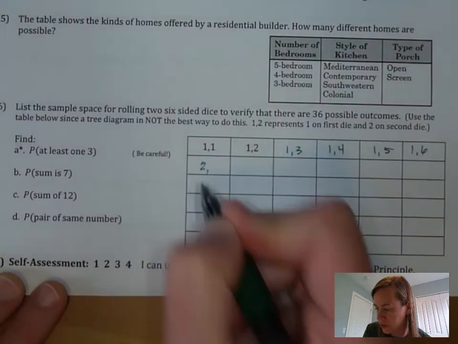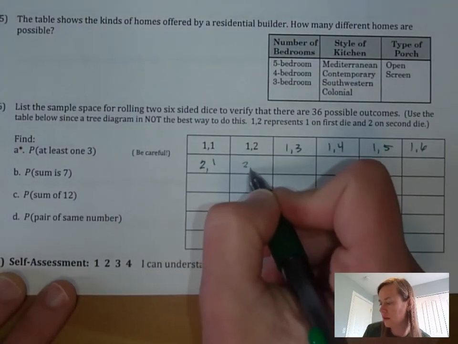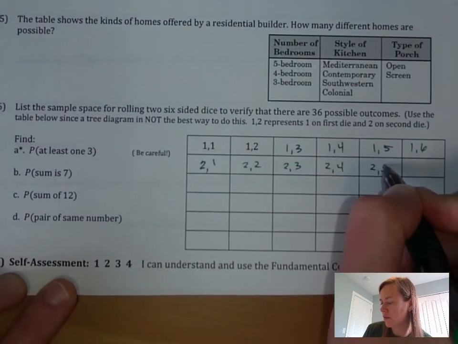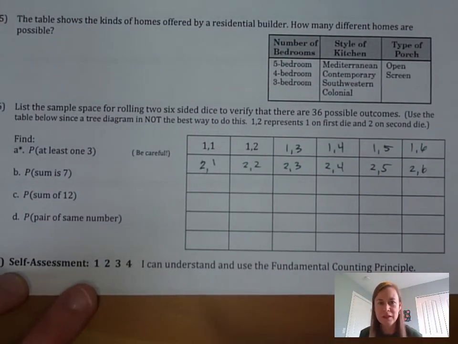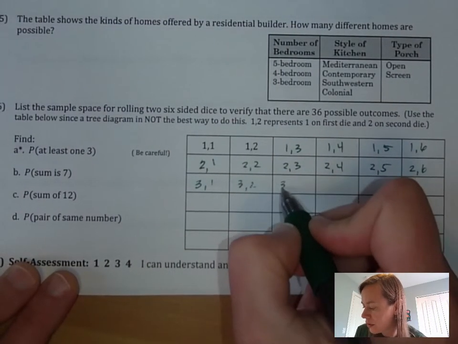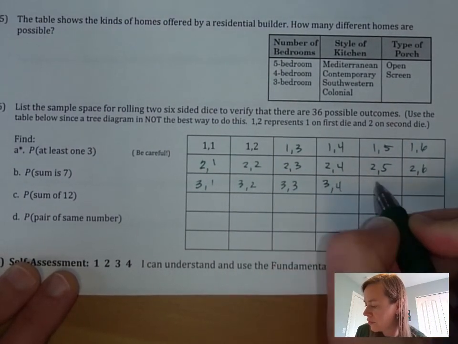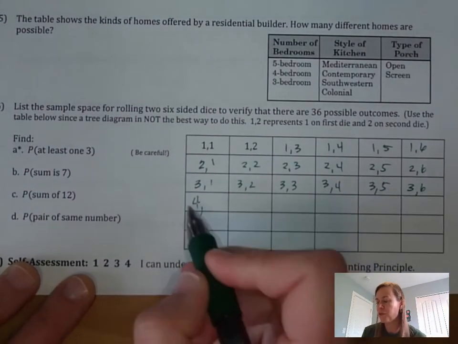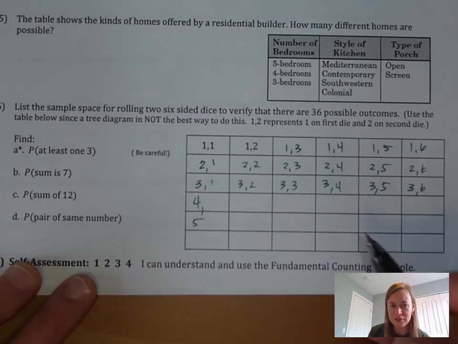And now let's do 2s for the first roll. So 2, 1, 2, 2, 2, 3, 2, 4, 2, 5, 2, 6. Now what if we do a 3 for the first roll? 3, 1, 3, 2, 3, 3, 3, 4, 3, 5, and then 3, 6. And then you would do it with 4 and continue across, then you do it with 5, continue across, and so on.